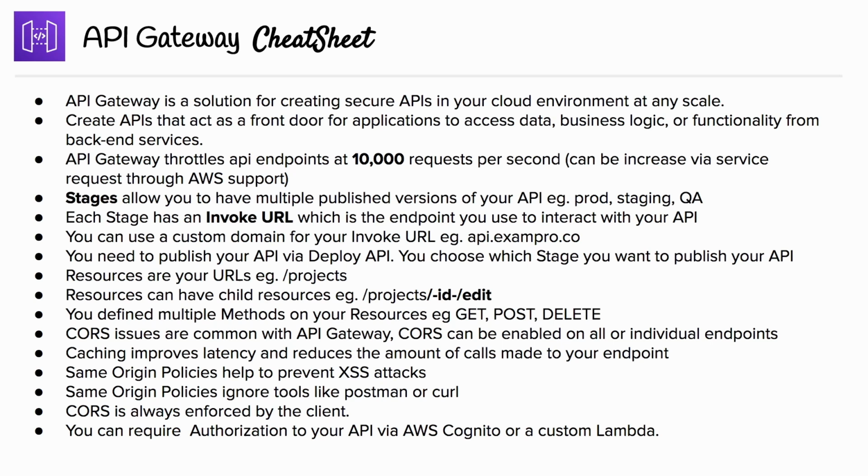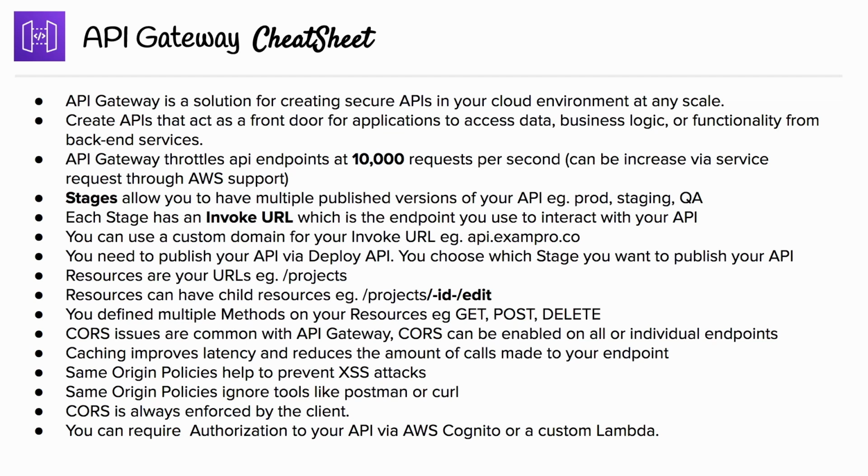Resources are URLs, so just think /projects. Resources can have child resources. So the child here being {id}/edit. The curly braces are like a syntax. It's saying this is a custom variable that could be 3, 4, or 2. It's not an exam question, but it's good for you to know. You define multiple methods on your resources. So you're going to have your GET, POST, DELETE, whatever you want.